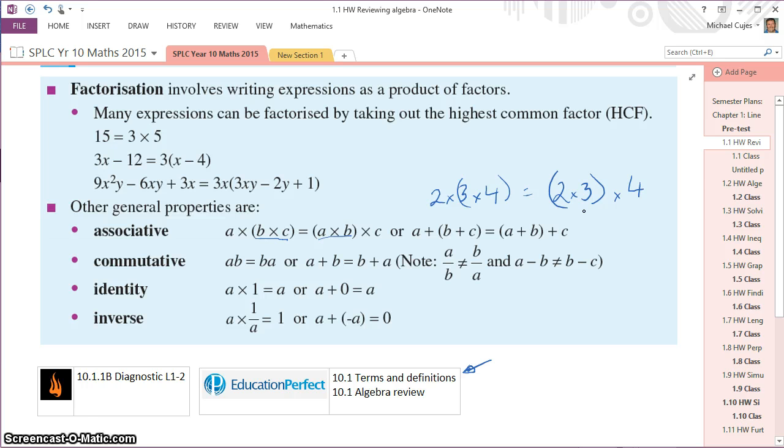And identity. The identity just means when you apply that operation, you end up with the same thing that you already started with. So if you take an integer and multiply it by 1, you end up with the same integer. And that's what that first example is. A multiplied by 1 equals A.